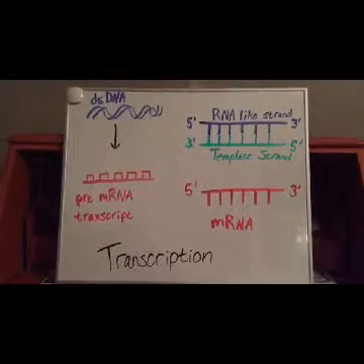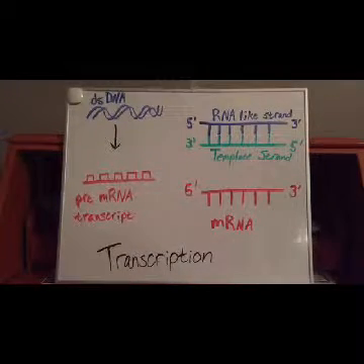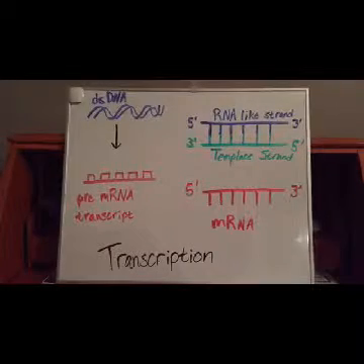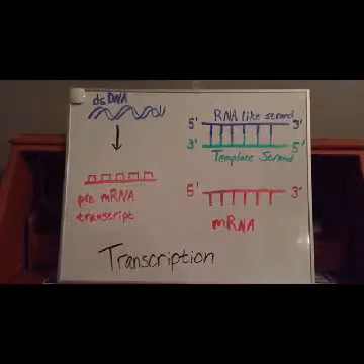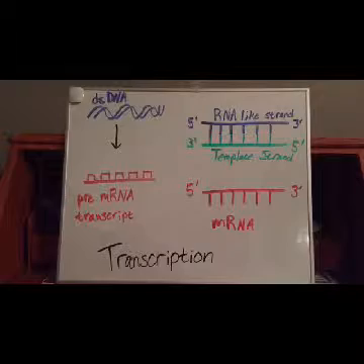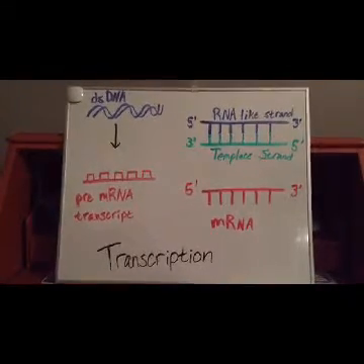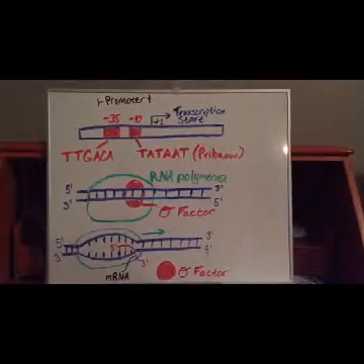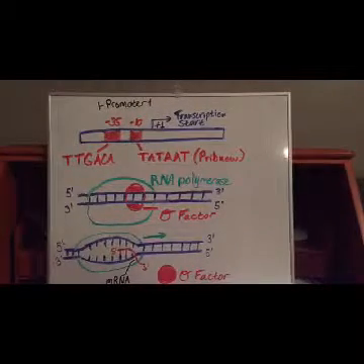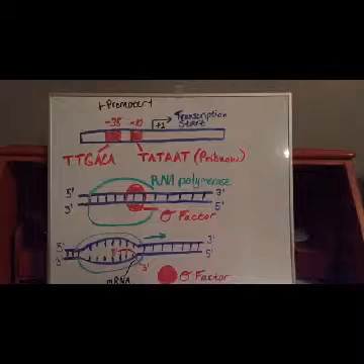The RNA-like strand has the same polarity and sequence as the mRNA, except that thymine is replaced by uracil. Transcription is divided into three phases: initiation, elongation, and termination. For my video, I'm going to illustrate the transcription process of prokaryotes.